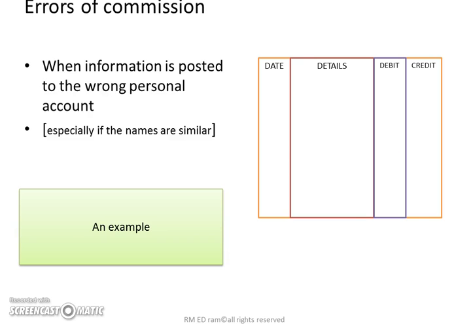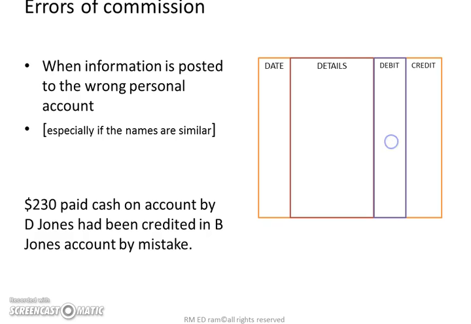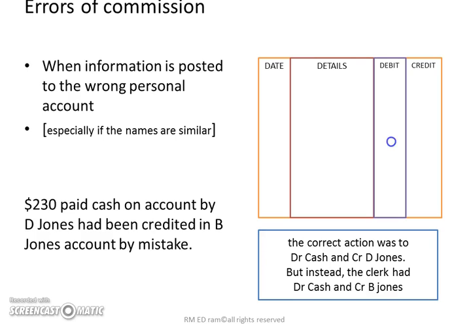And an error of commission occurs when information is posted to the wrong personal account. So for example, if the names are close, you could have a problem. Say, for example, $230 paid in cash on account by D. Jones has been credited in B. Jones' account by mistake. So what we need to do is to discover what should have been done and compare it with what was actually done, and then make the correction.